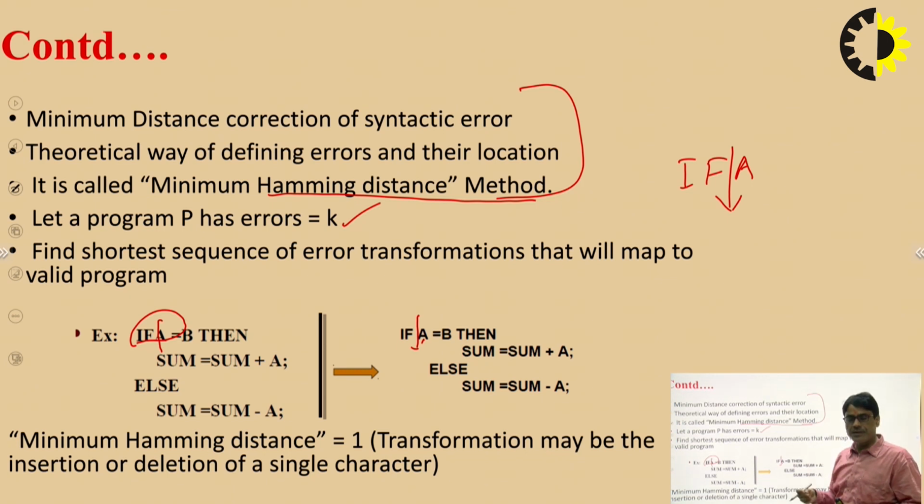Either it is an insertion error, deletion error, transposition error, or replacement error, whatever kind of error, the error-prone unit is of length 1. So the minimum Hamming distance will be 1, and we just put that space over here, and we get the correct result.